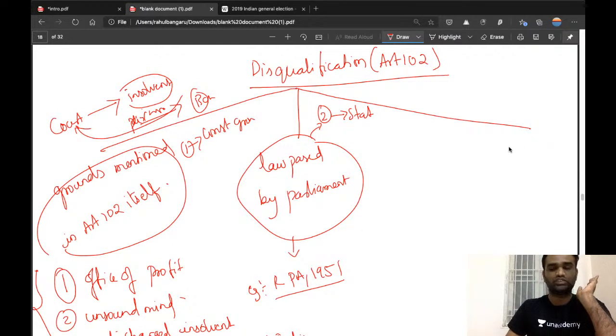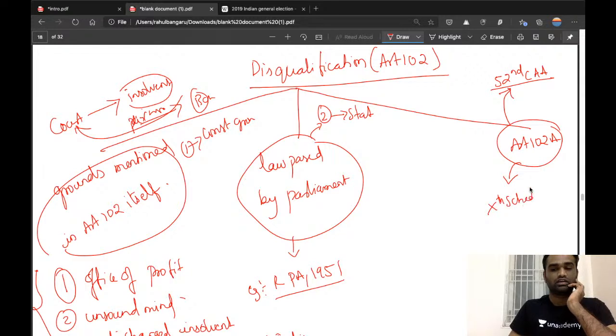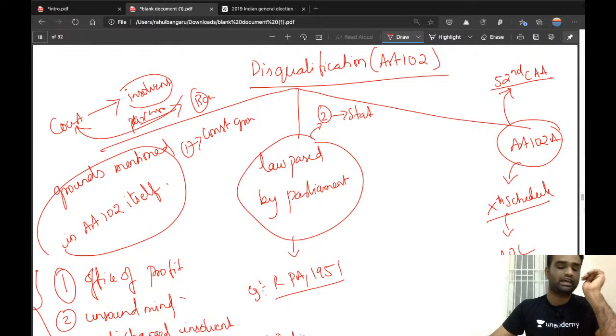The next one is very important. It is given in Article 102A, because it was inserted by the 52nd Constitution Amendment Act. According to Article 102A, an MP can be disqualified under grounds mentioned in the 10th Schedule. Those grounds are called the anti-defection law. So an MP can be disqualified based on the anti-defection law.